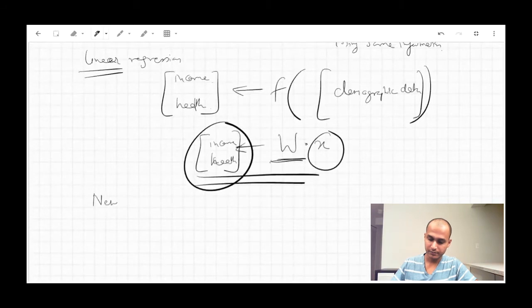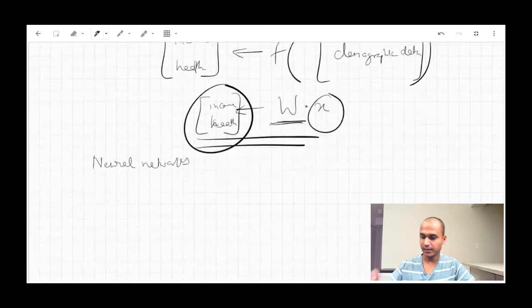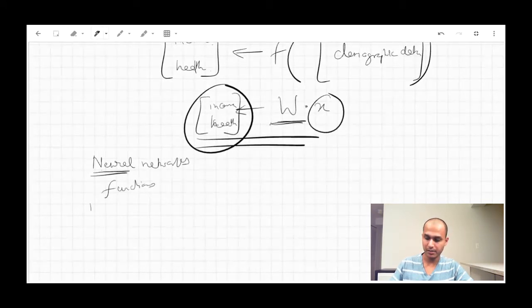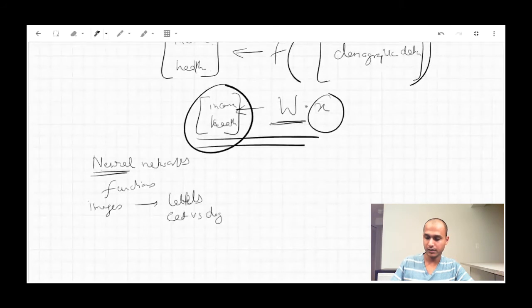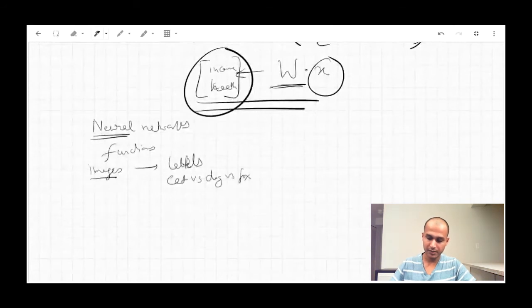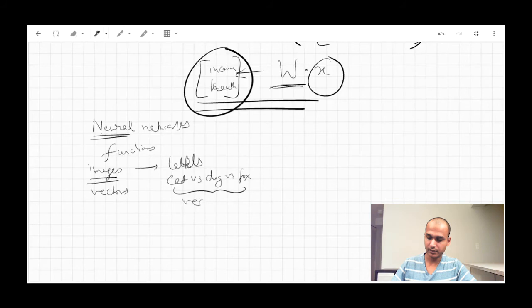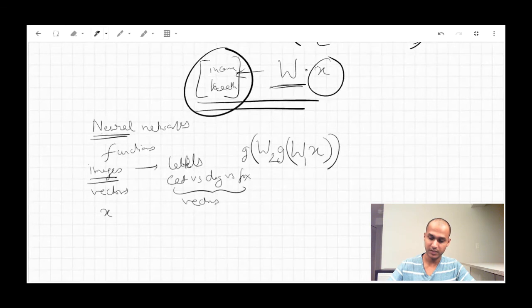Some of you might have seen neural networks. Neural networks are also functions, which map from, for example, images to labels, like cat versus dog versus fox. And images can be represented as vectors. Even these labels can be represented as vectors. And it turns out that in neural networks, let's say the input vector is again x. The input vector is multiplied by a linear transformation, and then it's acted on by some nonlinear transformation, let's call it g. And then it's again multiplied by a linear transformation, let's call it w2. And again, it's passed through a nonlinear transformation, g1, g2, and so on. And then you get the final output, which is this output vector.